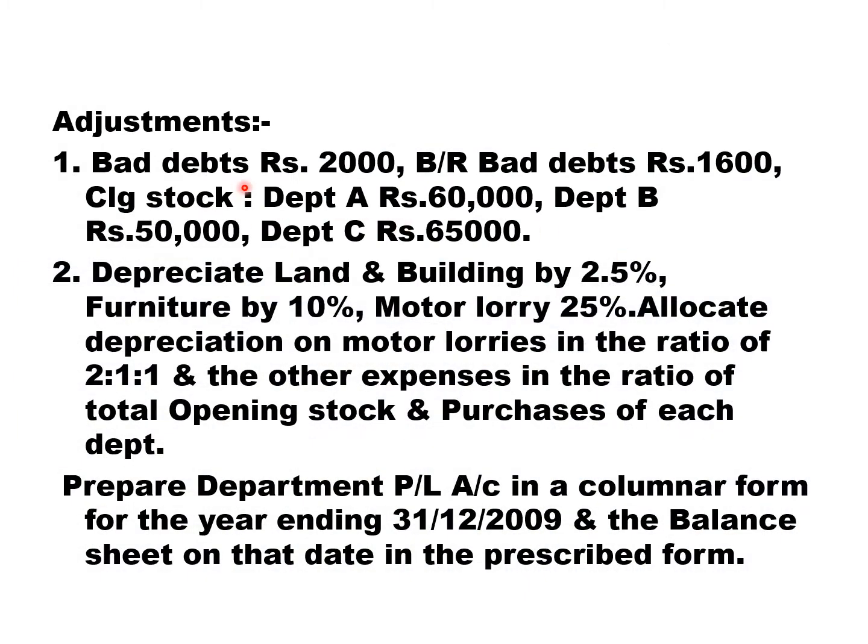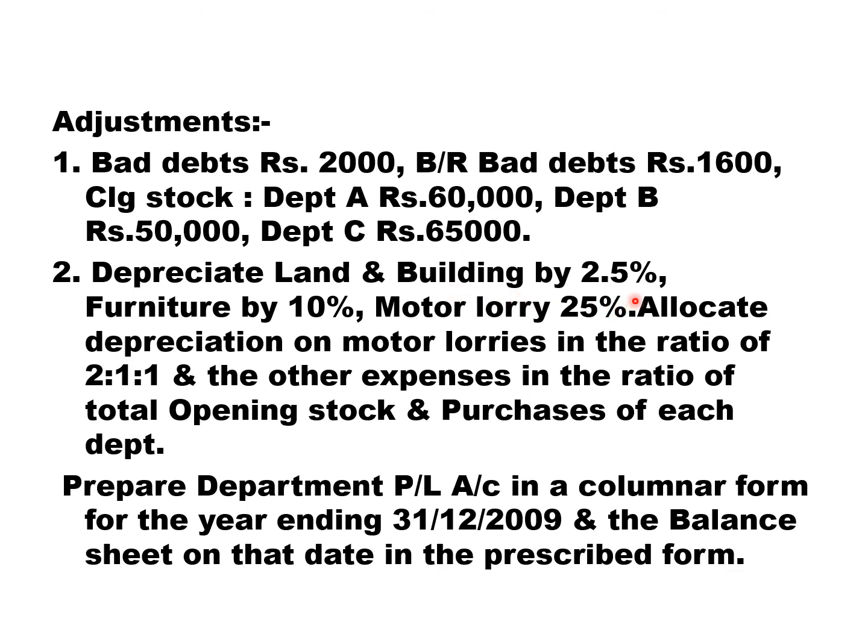Adjustment: bad debts amounted to rupees 2,000 and BR bad debts. So we have bad debts on BR also, so we have two bad debts. Bad debts of rupees 2,000 is out of debtors, so debtor bad debts is 2,000. BR bad debts is 1,600. Closing stock of department A 60,000, department B 50,000, department C 65,000 will come in the trading account.